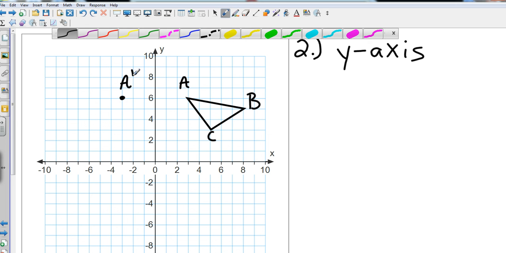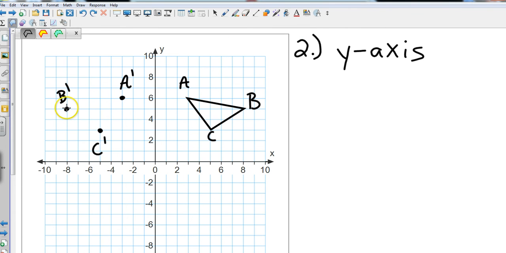And then B is going to be 8 spaces over. So that's going to be here. There's my new B prime. And then C is 5 spaces over. And so there is my new C prime. So just basic reflections through vertical and horizontal lines.